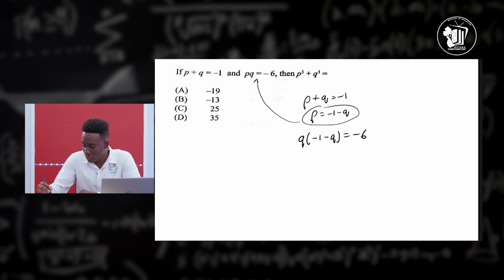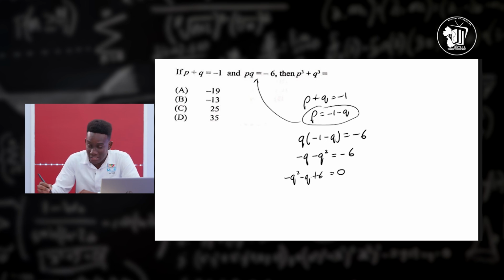So we can do some distribution. Q multiplied by -1 will give me -Q. Q multiplied by -Q will give me -Q squared is equal to -6. So now we can work this out. We can bring over this -6 across the equal sign and rearrange, so we'll have -Q squared minus Q. When we bring over the -6, it becomes +6 is equal to 0.